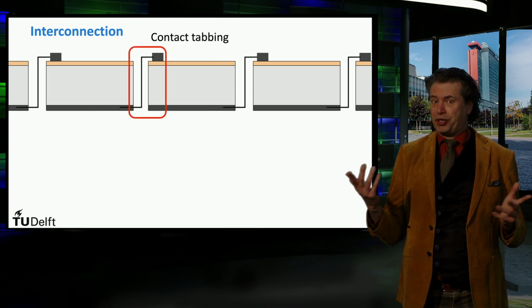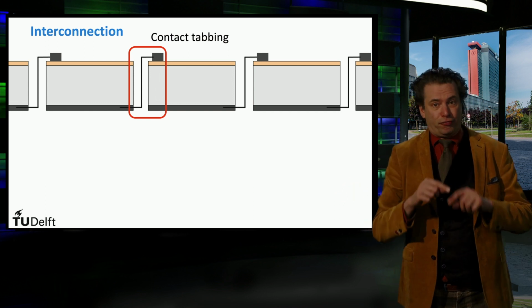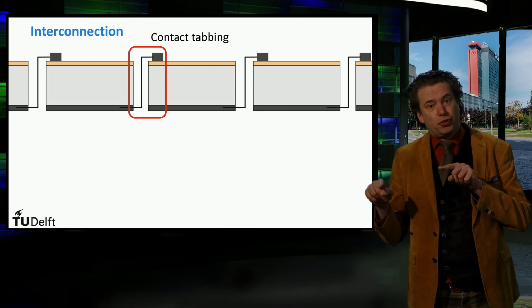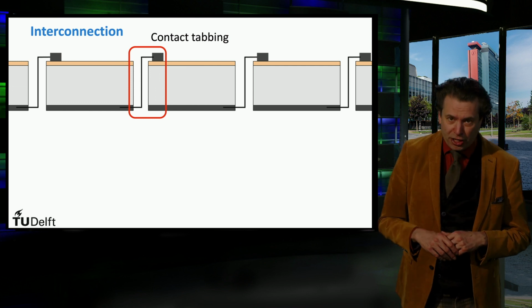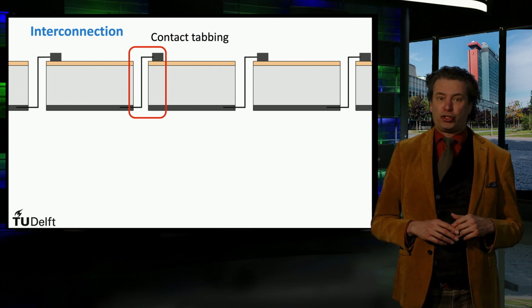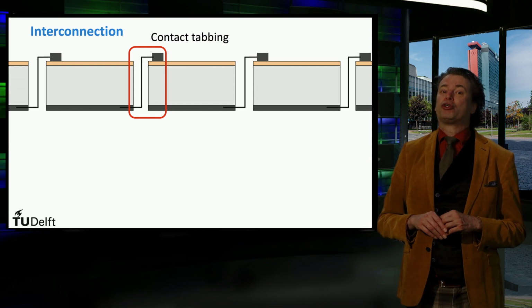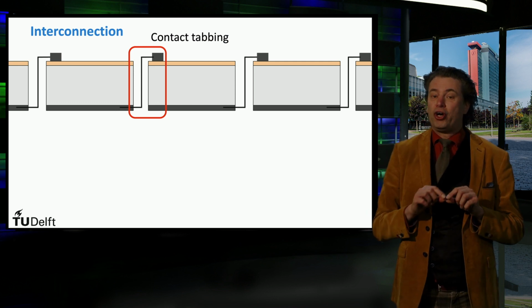In order to connect individual solar cells in a module, the bus bars at the front side will be connected to the back contact of the neighboring cells. This process is called contact tapping. Here you see a cross-sectional view of a few solar cells connected in series. Such a series connection is called a string.